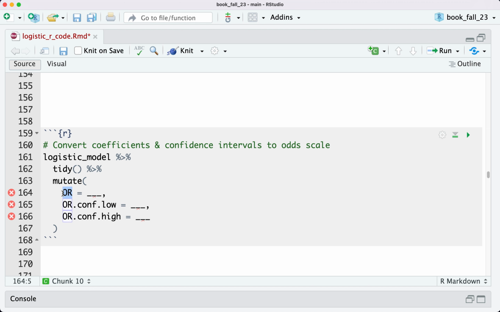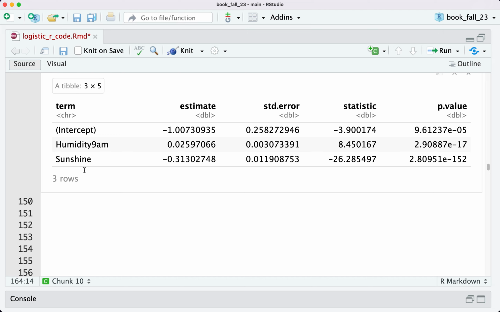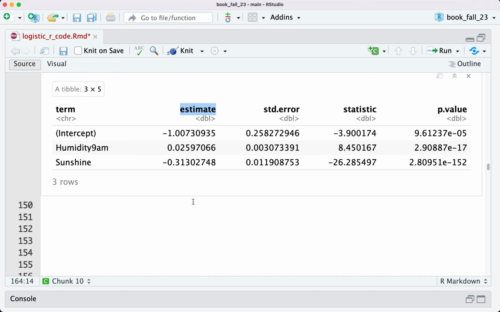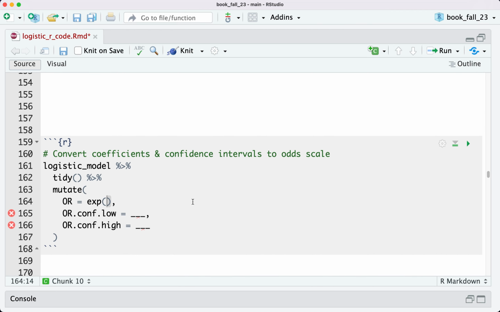When we transform our coefficients to the odds scale, recall that we can interpret them as odds ratios. So I'm going to label the new coefficients on the odds scale as OR for odds ratio. And I obtain these by exponentiating the original coefficients, which, recall, were stored under the estimate column. So I can exponentiate the estimate column.